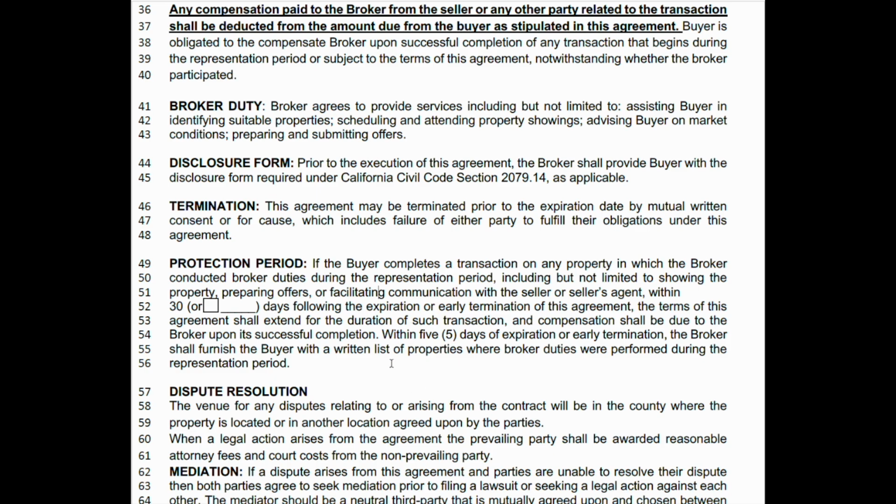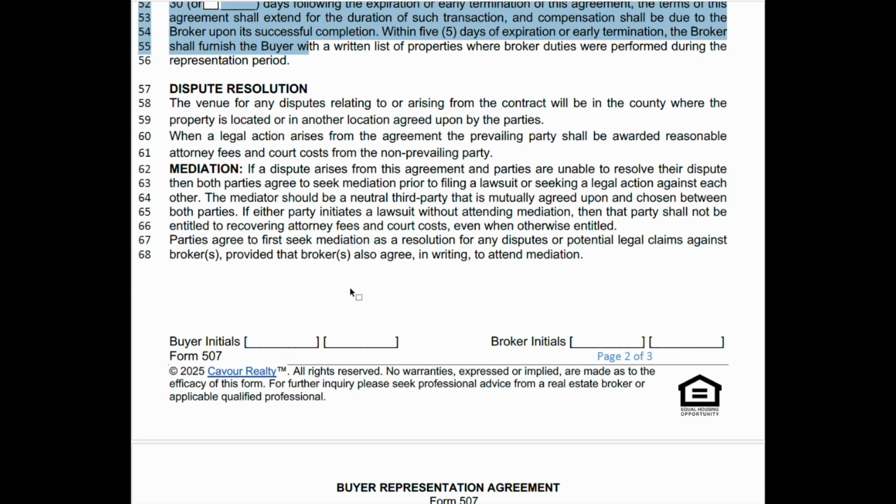Now, when this expires, or if you do an early termination, you have 5 days to give the buyer a list of all properties where you performed broker duties. But this protects you, very important. And then we're basically done with the form.